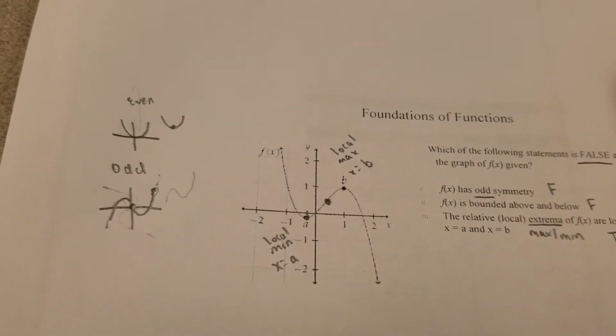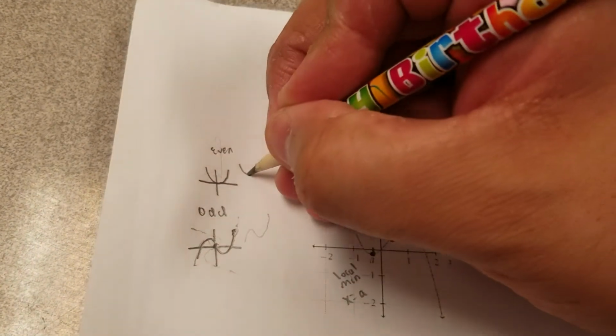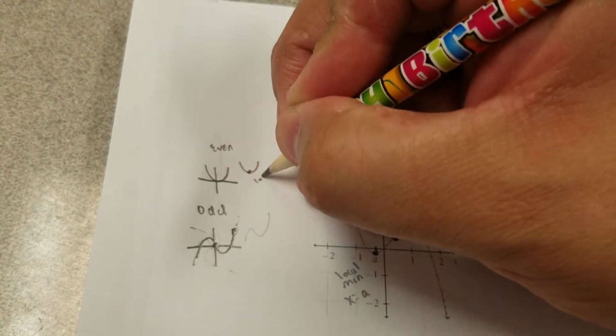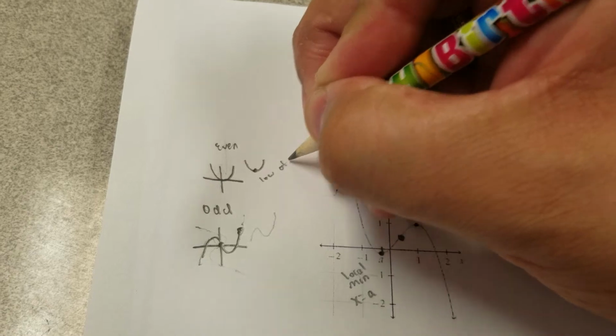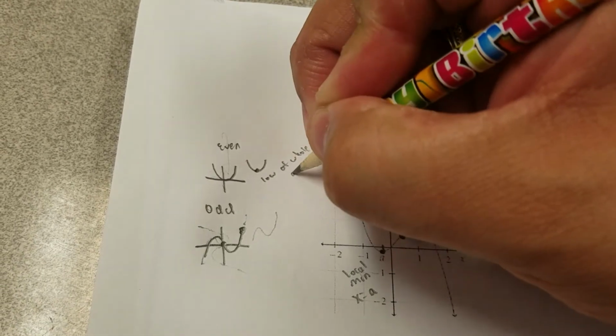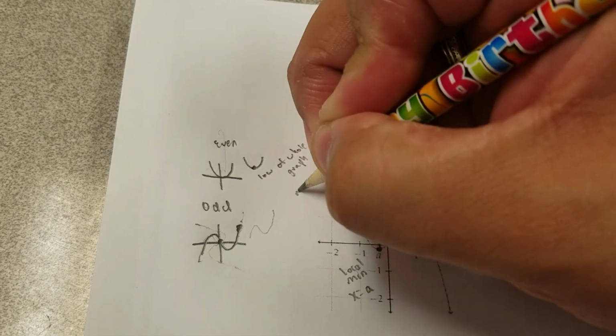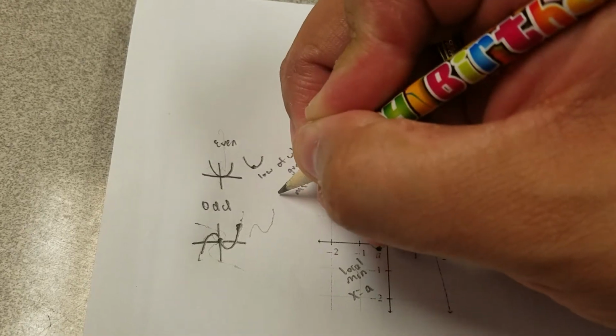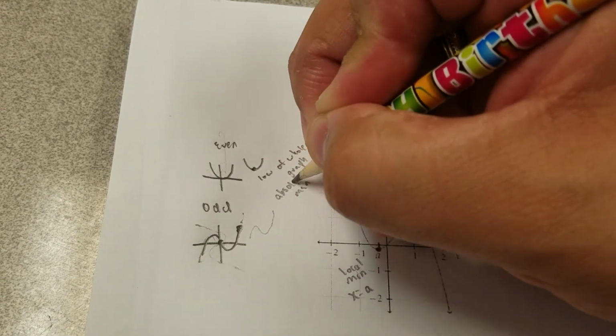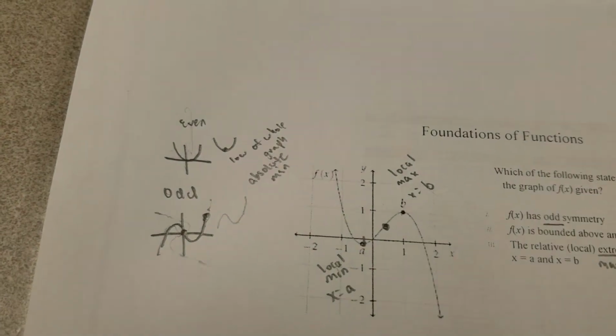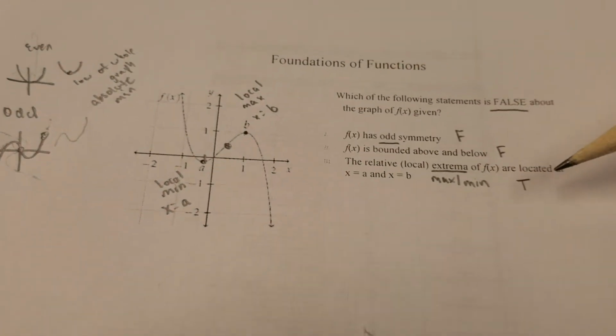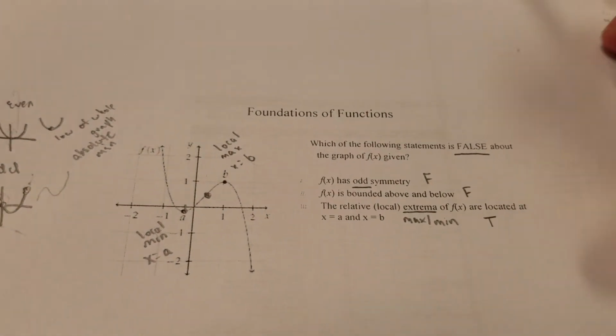Okay, so again, guys, over here, because this is the lowest point of the whole graph, I would say that this is a min, but this would be an absolute min. Okay, so just a little bit of context on what local and absolute are.